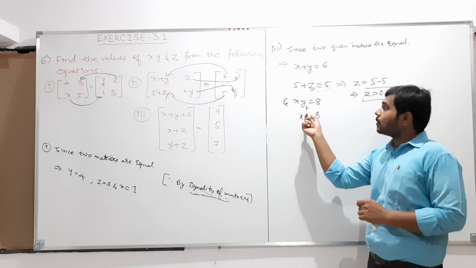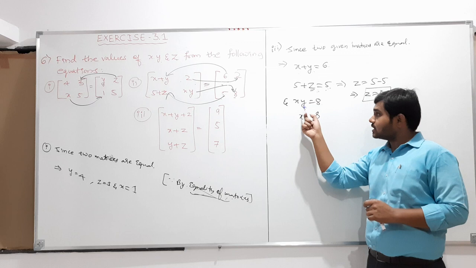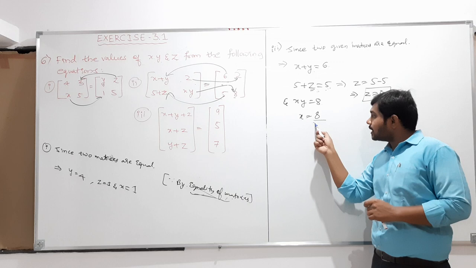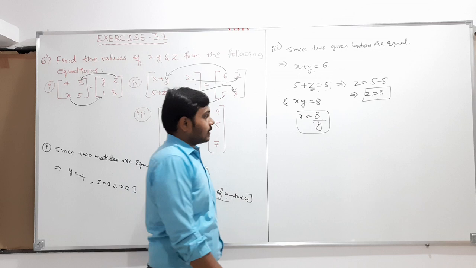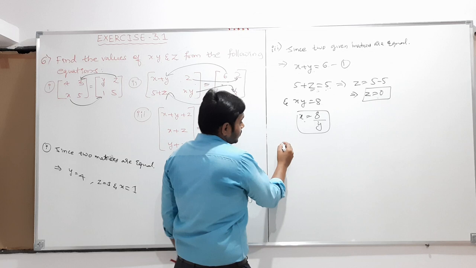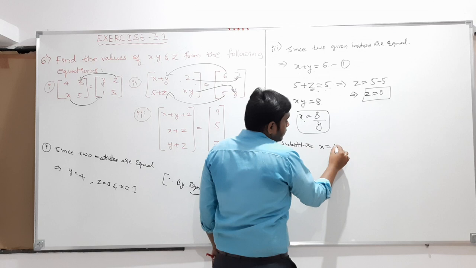If I shift this y to this side, here there is a multiplication, x into y, so x stays as it is. If this y shifts to this side, it goes to the denominator, and that becomes, my dear students, 8 by y. This is our x value: x is equal to 8 by y. This y will go to the denominator. And now, this x value I will substitute here. Substitute x as 8 by y in equation 1.